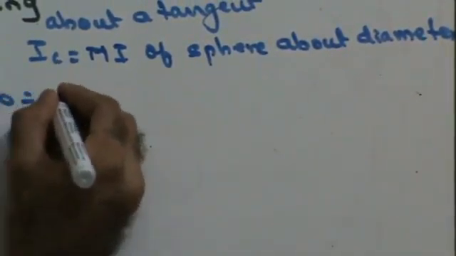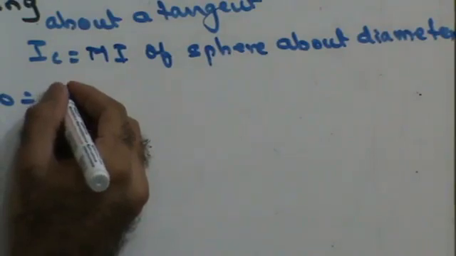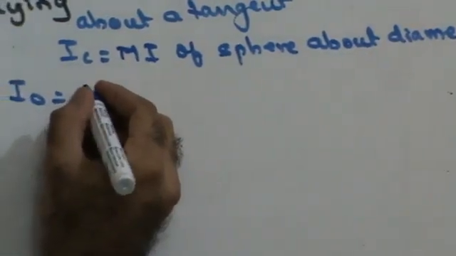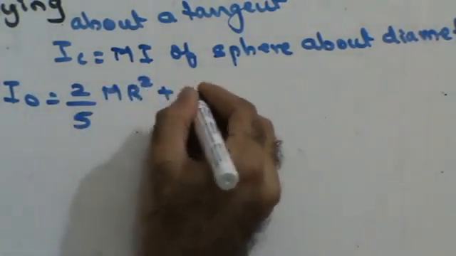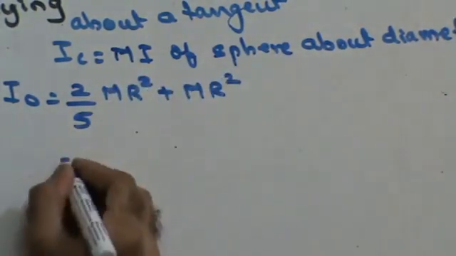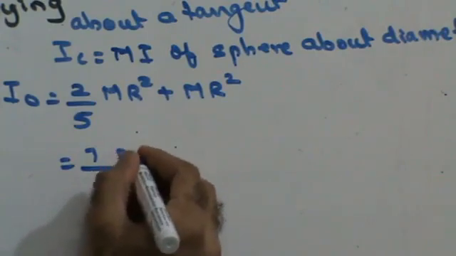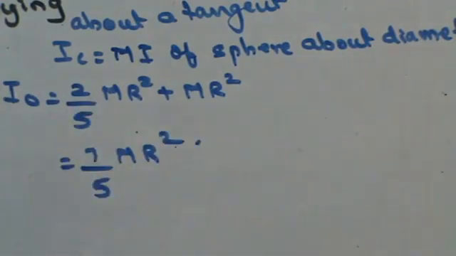So in which case I could say that IO is equal to IC. IC we just found out about the diameter. We found out is nothing but 2 upon 5 mr square plus mr square. So this is going to be 7 upon 5 mr square. That will be my moment of inertia of the sphere about its tangent.